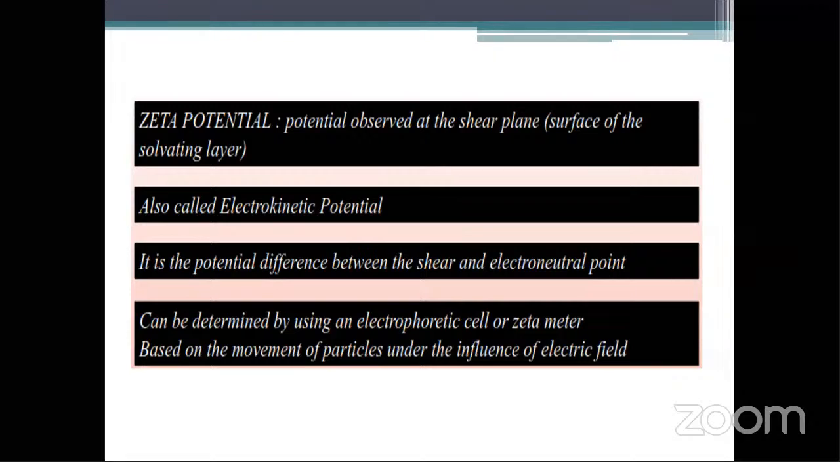So two definitions I told. Again, I am repeating, very important this one, zeta potential and Nernst potential, especially zeta potential. Zeta potential, the electrokinetic potential, is defined as the difference in potential between the surface of the tightly bound layer, that means shear plane, and the electroneutral region of the solution. This is one definition. Another definition is the work required to bring a unit charge from infinity to the surface of the particle.